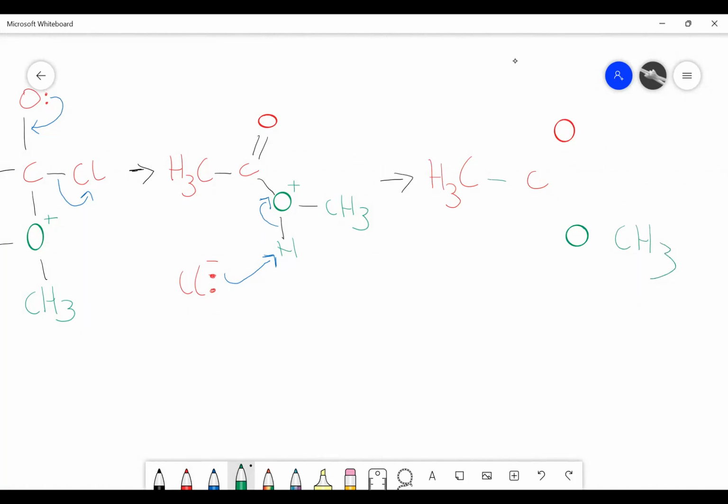We've now got our hydrogen chloride eliminated. So that's eliminated off, and we should now have hydrogen chloride here. That is the whole process of that.